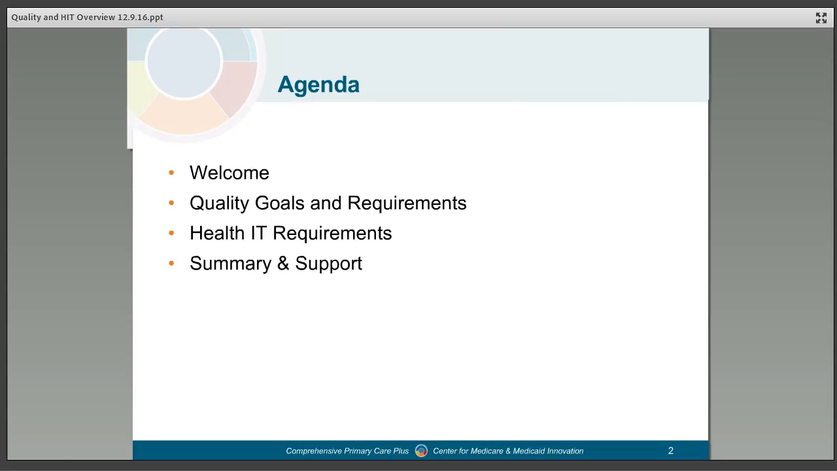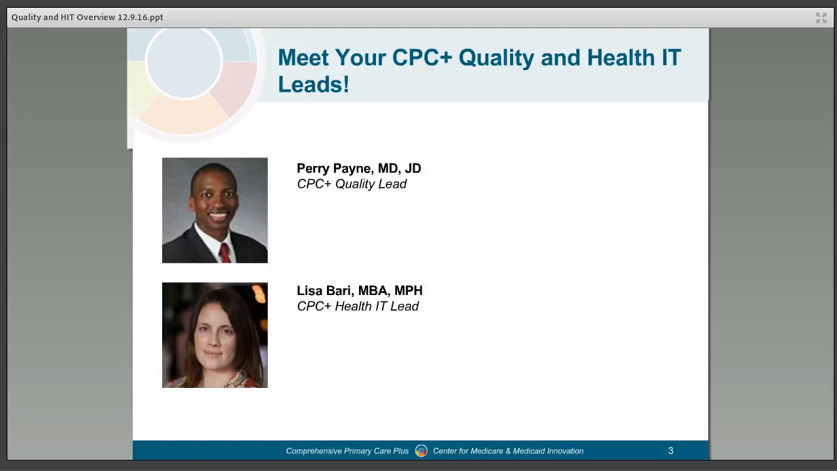Today's agenda will walk through a welcome, quality goals and requirements, health IT requirements, and a summary and support section. Today's CMS presenters are Perry Payne, the CPC Plus Quality Lead, and Lisa Bari, the CPC Plus Health IT Lead. Perry, you can begin the presentation.